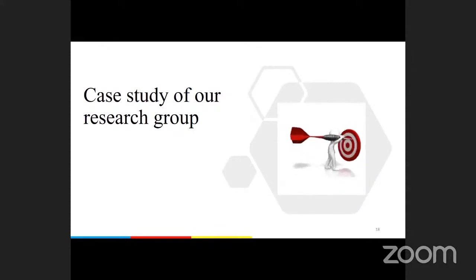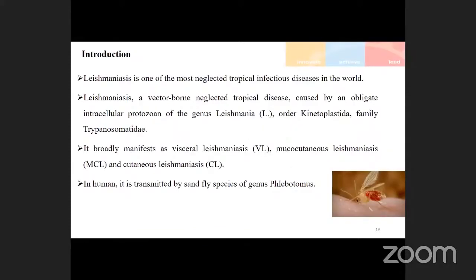Then I will discuss just a few slides of our own research findings. Currently we are working on one of the allied opportunistic infections of AIDS, that is leishmaniasis, a protozoal disease. It comes under the category of neglected tropical diseases as per the WHO, World Health Organization, definition. It is a vector-borne neglected tropical disease mainly caused by an obligate intracellular parasite, a protozoa of the genus Leishmania, in the order Kinetoplastida, family Trypanosomatidae.